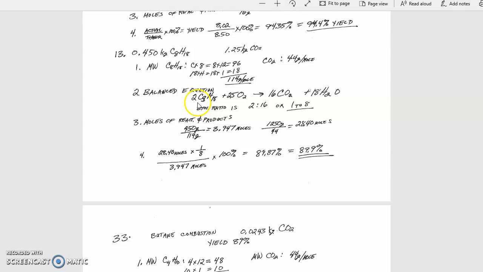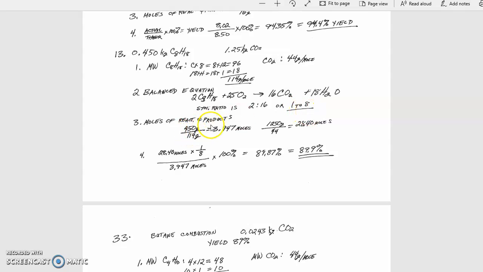So this gives you your coefficients in front. For every 2 of these, you have 16 of these, right? So that means your stoichiometric ratio is 2 to 16. You can make that a little simpler. It's 1 to 8, right? Both of them, you can divide both of these by 2. 2 divided by 2 is 1. 16 divided by 2 is 8.